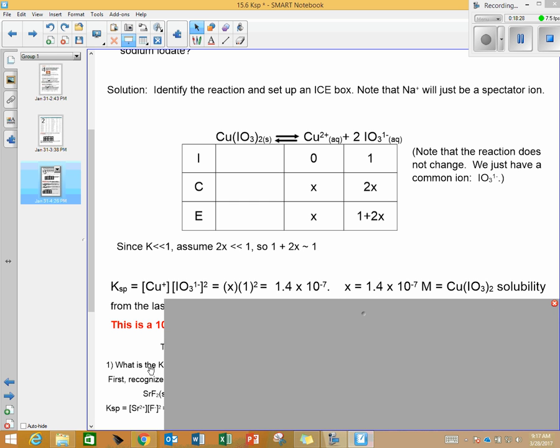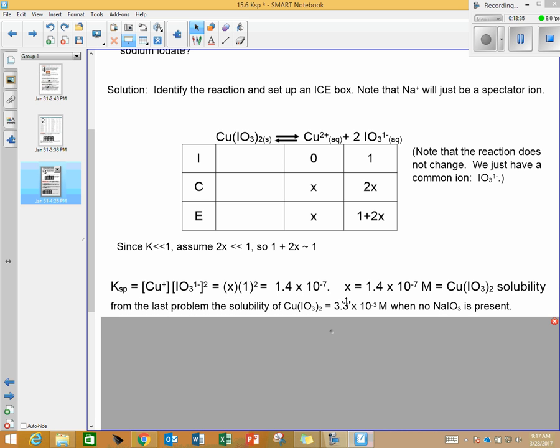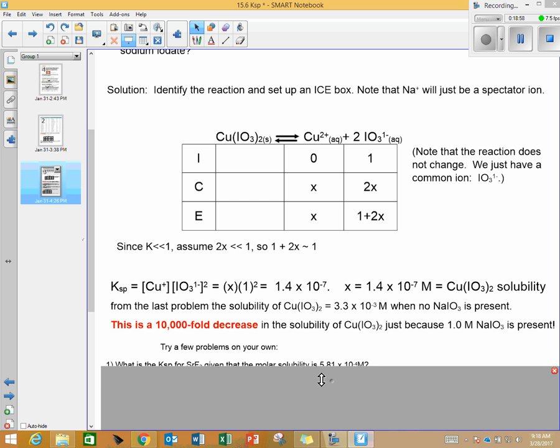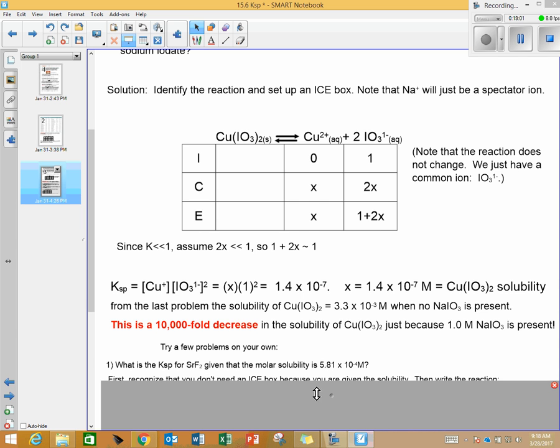So we get X is 1.4 times 10 to the negative 7 molar. Now that's the new solubility. Notice when we didn't have sodium iodate, the solubility was 3 times 10 to the negative 3 molar. But now our solubility is 1 times 10 to the negative 7 molar. Remember, when you solve for X, that is your molar solubility. A 10,000-fold decrease just because we added sodium iodate. So that will definitely get the copper out of solution.